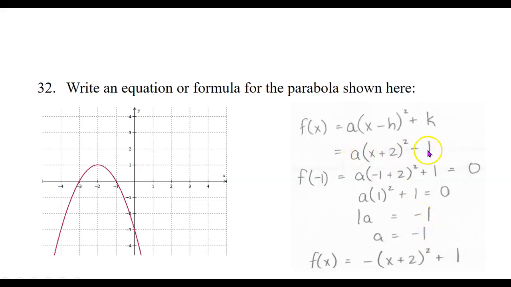And now I know everything, and I can write my function as negative 1 times (x plus 2) squared plus 1. Notice that if you just started with x squared, but then stuck a negative in front of the x squared, that flips it upside down. Replacing x with x plus 2 shifts it 2 spaces to the left, and adding 1 to the end shifts it 1 space up. So it does look like this.